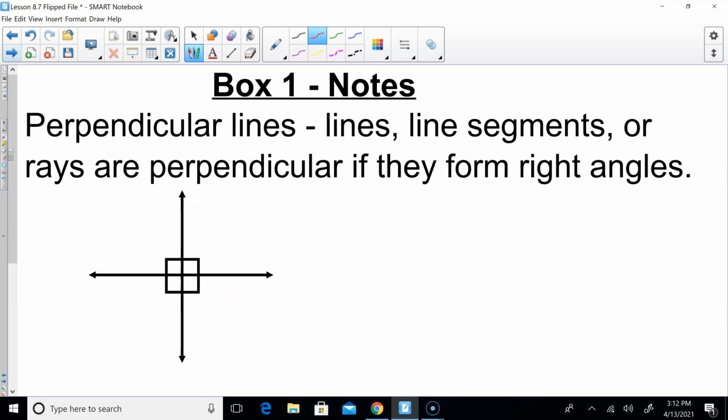And the other note to write down today is perpendicular lines. Lines, line segments, or rays are perpendicular if they form right angles. Notice you've got these two rays going up, and we see these little boxes right here that indicate when two lines that are perpendicular to each other cross, they form right angles at every spot where they meet. So you can draw this example as well and write down the definition to help you understand what parallel and perpendicular lines are, because that's really the focus of today's lesson.